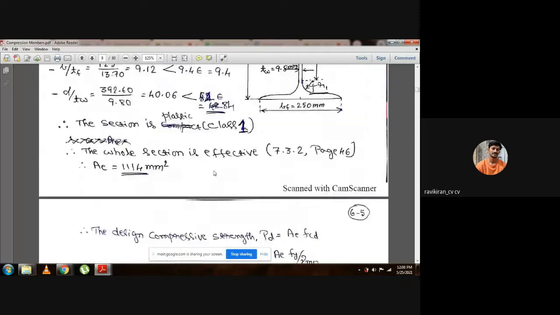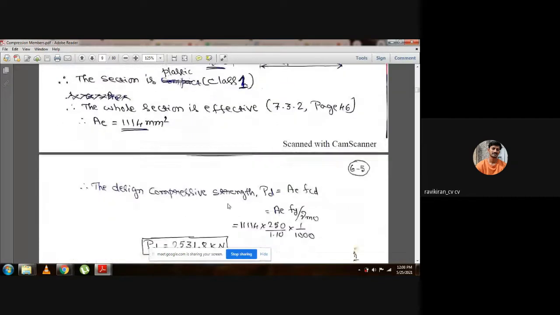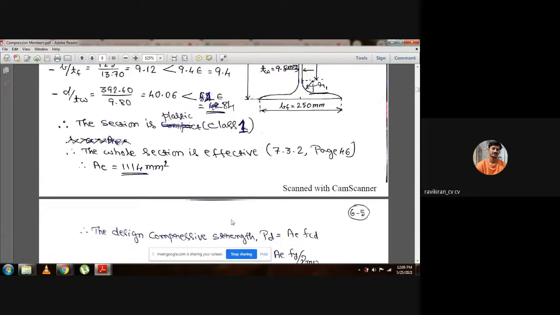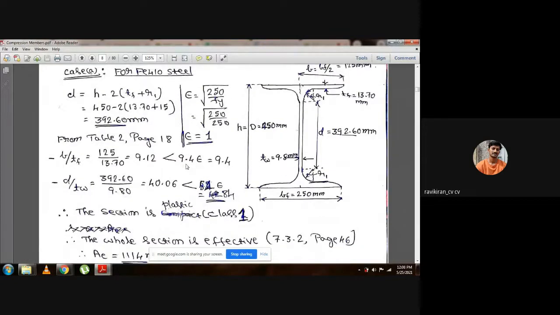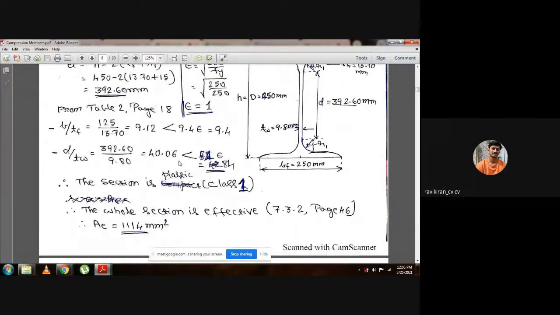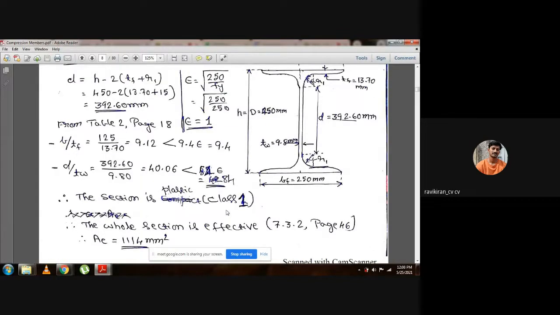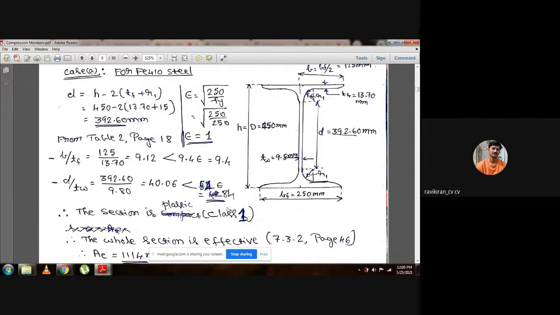I hope you understood how to calculate the design compressive strength. That is nothing but the effective area into the compressive stress. How to calculate the effective area? Before calculating the effective area, you should know what type of section it is, whether it is a plastic section, compact section or semi-compact section, and which category it belongs to. So how to calculate that? That will be calculated based on Table 2 of IS 800.